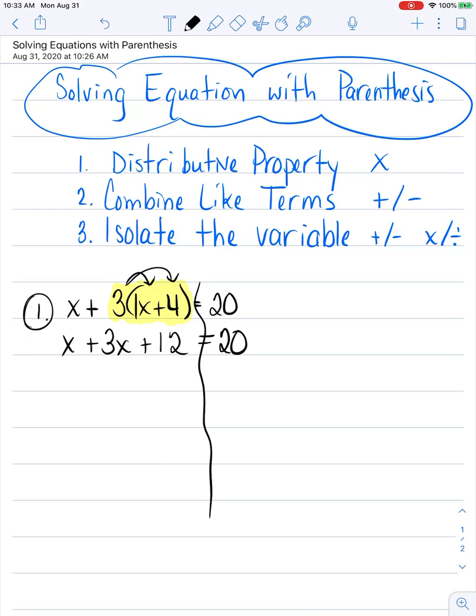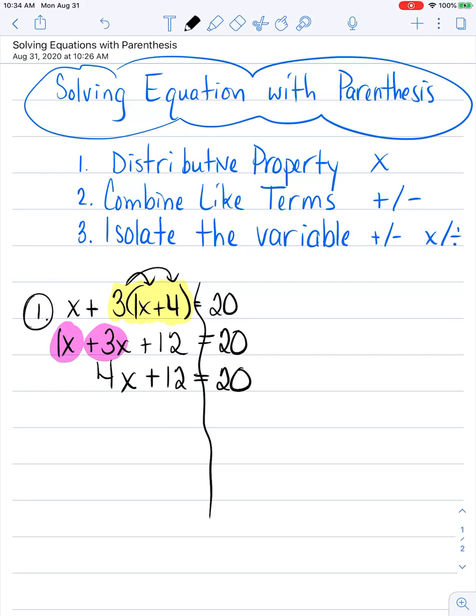I don't see any more parentheses, so I do step 2 of my process. Combine like terms on each side. Well, first I'm going to look on the left side. Do I have like terms on the left side? Yes, I do. I have x plus 3x. So again, I'm going to bring down everything that's not a part of the like terms. And now I'm going to combine like terms. 1x plus 3x is 4x. So my new problem is 4x plus 12 equals 20.